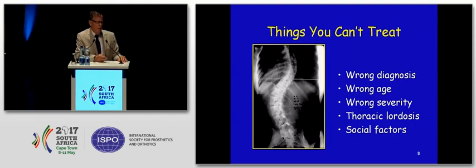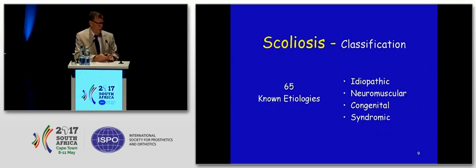There are things you cannot treat with a brace. You cannot treat the wrong diagnosis. You cannot treat the wrong age group. You cannot treat the wrong severity of deformity. You cannot treat deformities with severe thoracic lordosis. And there are social factors that may interfere with treatment. The family does not support the child. They cannot get in for the necessary follow-up visits. The child is a rebellious adolescent and unable to tolerate the bracing. Many social issues are involved.